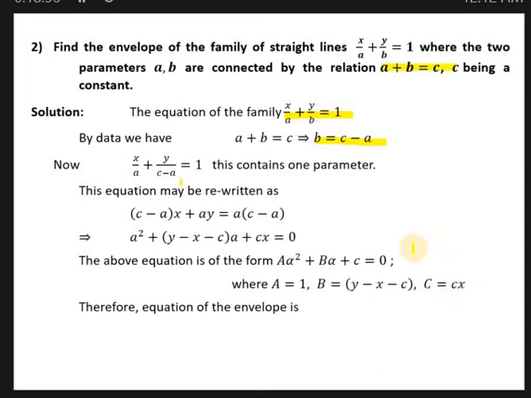See, the envelope for A alpha square plus B alpha plus C is equal to 0 is B square minus 4AC. Now, let us take this equation and substitute the values of A, B, C in it. So, we get y minus x minus c whole square minus 4cx is equal to 0. This is the required envelope of the given line.